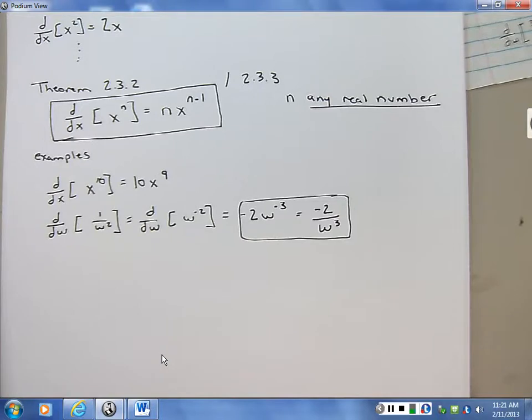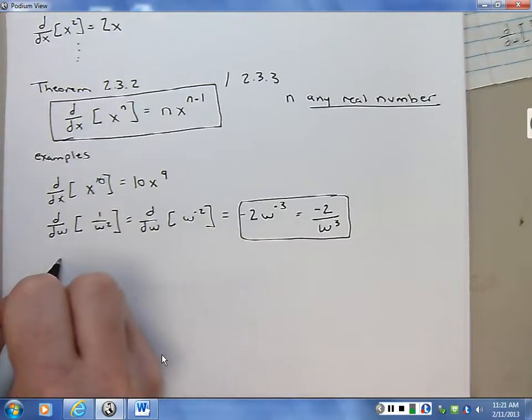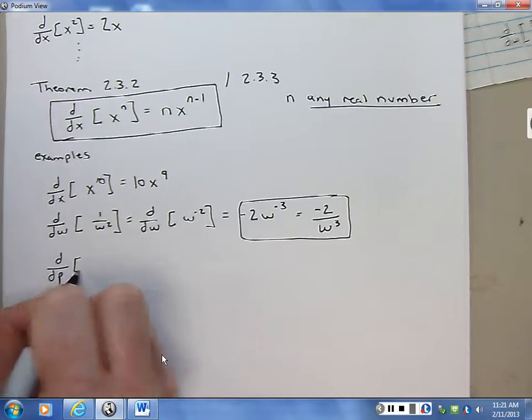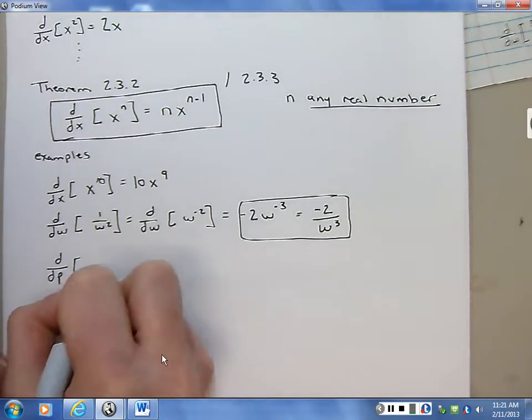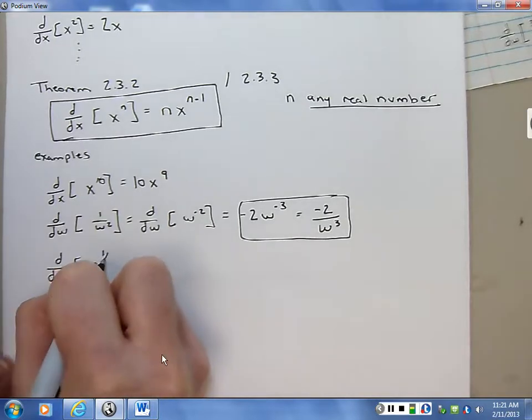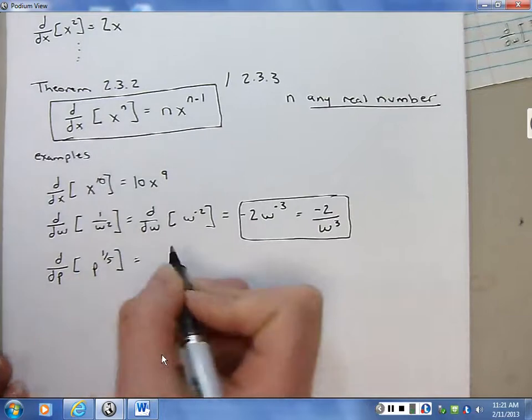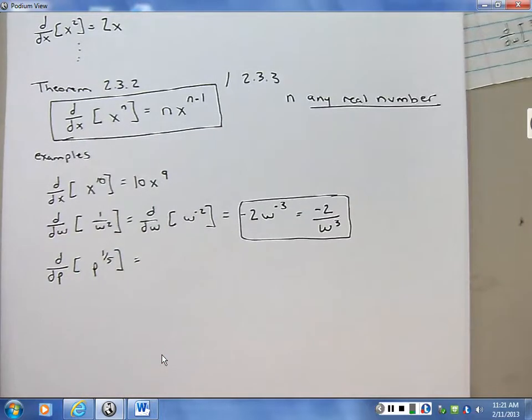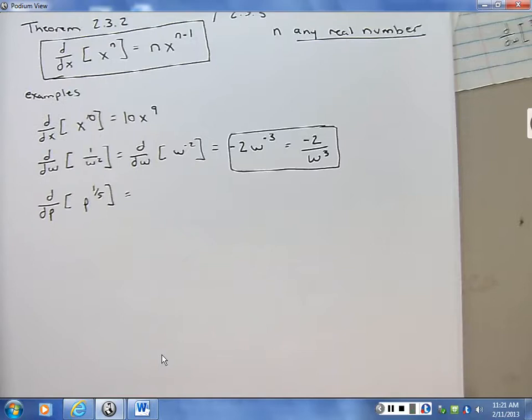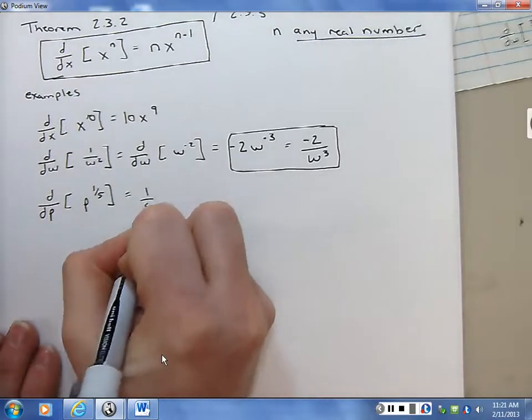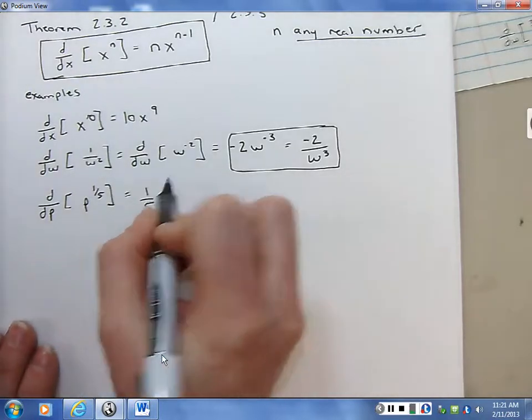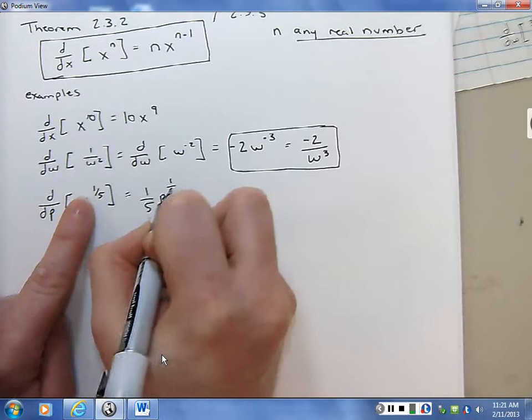2.3.3 says more so, it doesn't only work with integers, it works with any real exponent. So let's look at maybe the derivative with respect to p of p to the 1/5. What is going to be the derivative of p to the 1/5? 1/5 p to the negative 4/5. Very good.